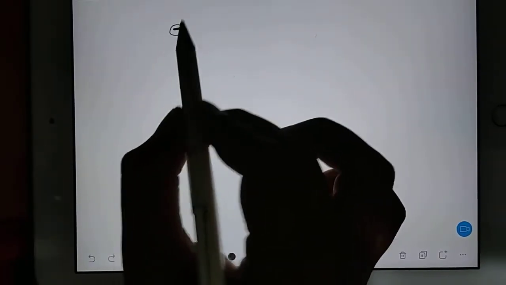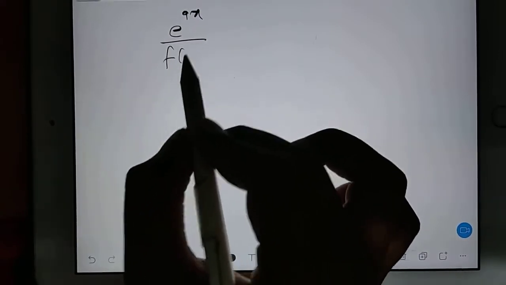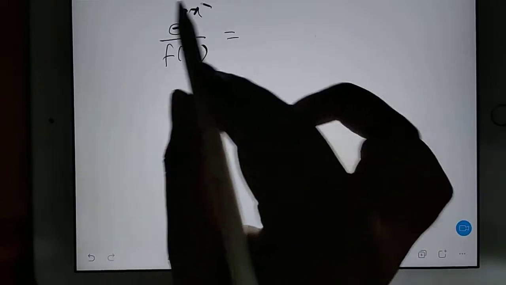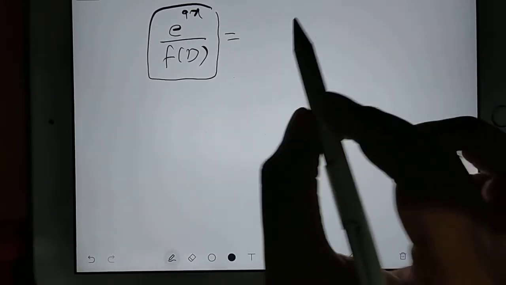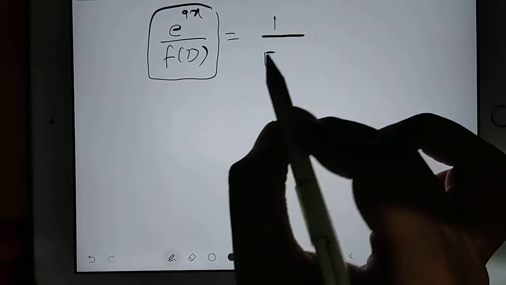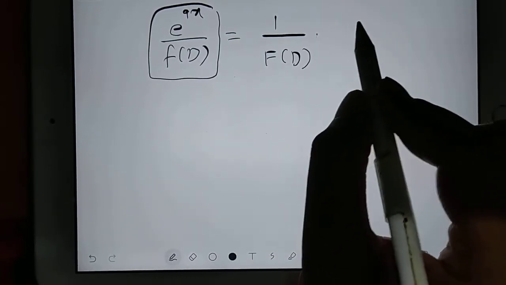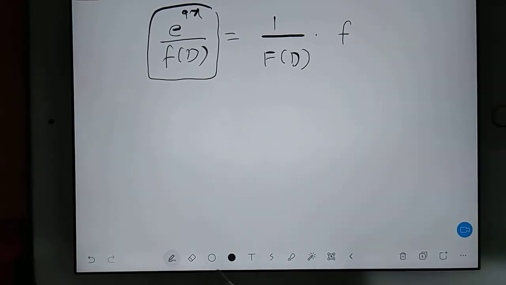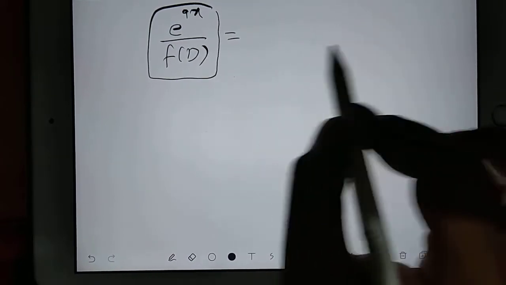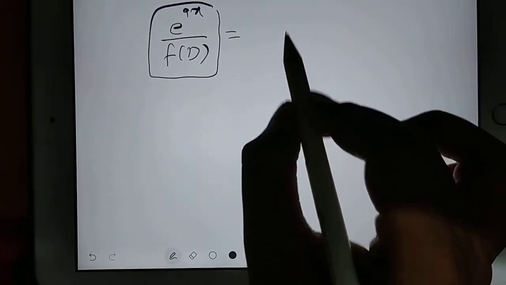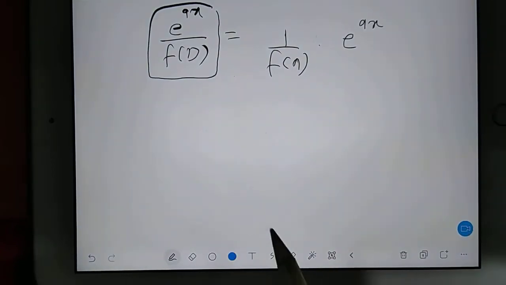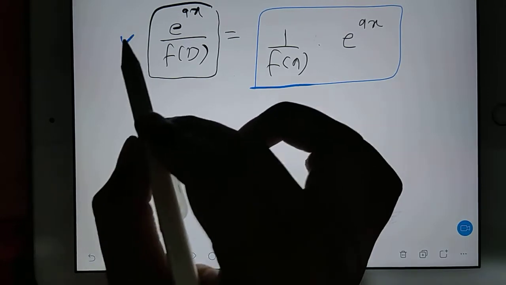So how will you go? Whenever e power ax divided by function of D is coming, the total answer for this you will write as 1 by f(D) as it is, into e power ax, which is equal to 1 by f(a) into e power ax. This will be your final answer whenever this is coming.